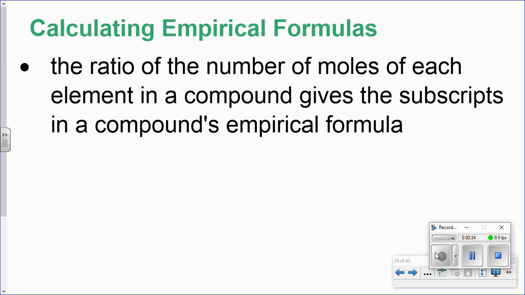So anytime we use our ion sheets, you will see that we are going to use the lowest whole number ratio of ions. That is what's going to apply here. The ratio of the number of moles of each element in a compound gives the subscripts in the compound's empirical formula. So there's a method by which we do this.